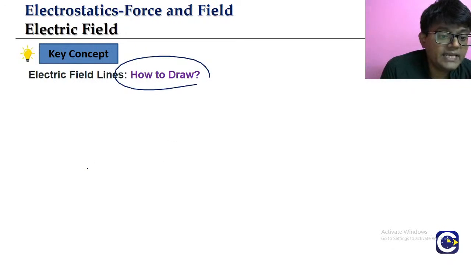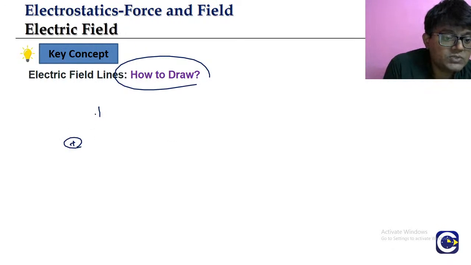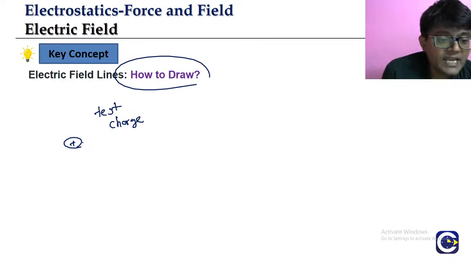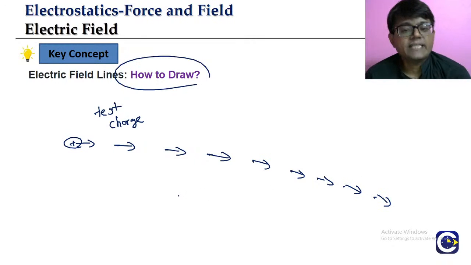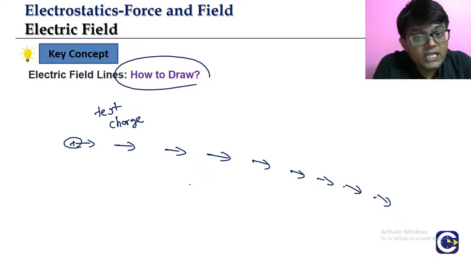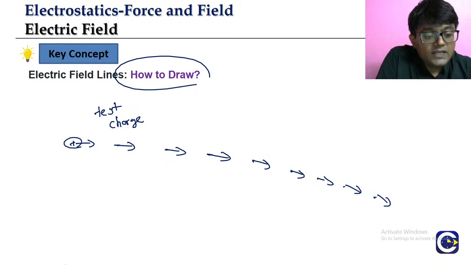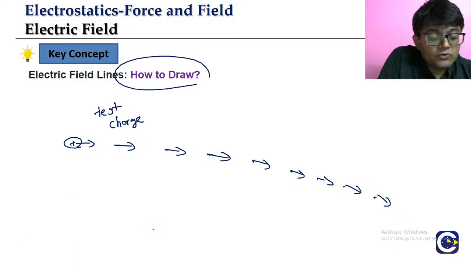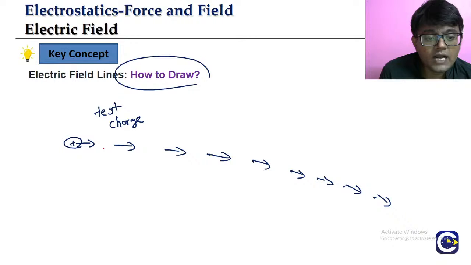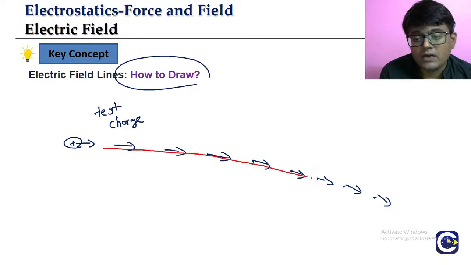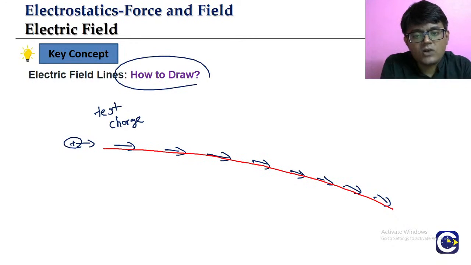Okay, எப்படி, like I said, they will take a test positive charge. எடுத்துட்டு at different places they will mark what is the direction of the force acting on it, which means what? That is also the direction of the electric field. A positive charge will experience force in the direction of the electric field. And the arrows எல்லாம் மார்க் பண்ணதுக்கு அப்புறம் we will draw a curve. அப்படியே ஒரு curve draw பண்ணோம், which is going to have all these arrows as the tangents.